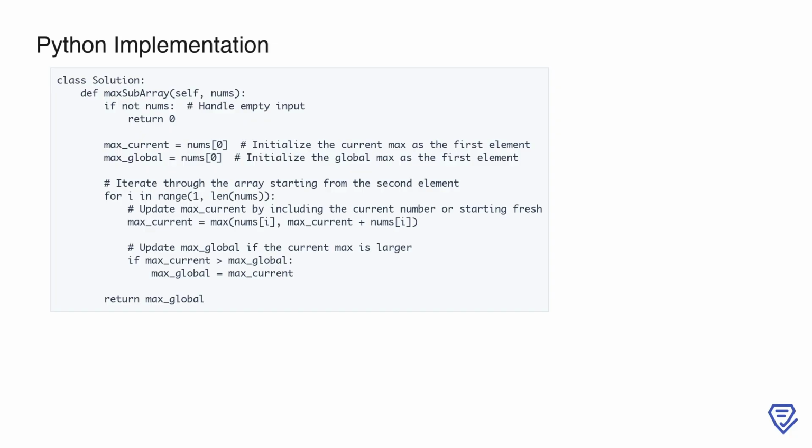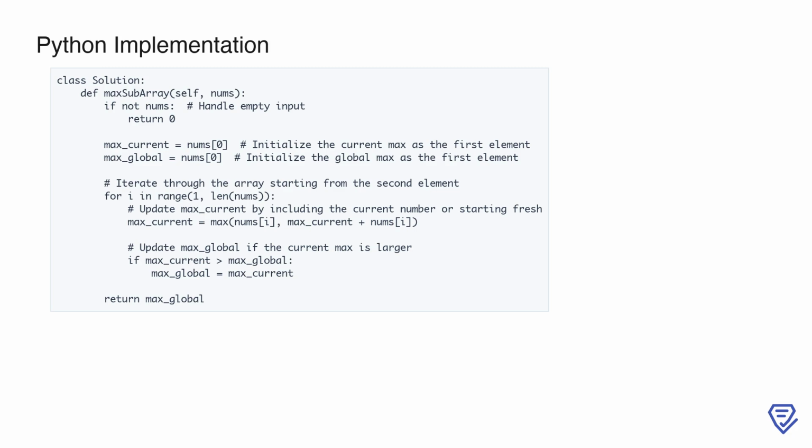The algorithm implemented here is Kadane's algorithm, which operates efficiently in O(n) time complexity. Here's how it works step by step. 1. Edge case handling. The function first checks if the input array is empty. If it is, the function returns 0 since there are no elements to consider. 2. Initialization. Two variables are initialized.